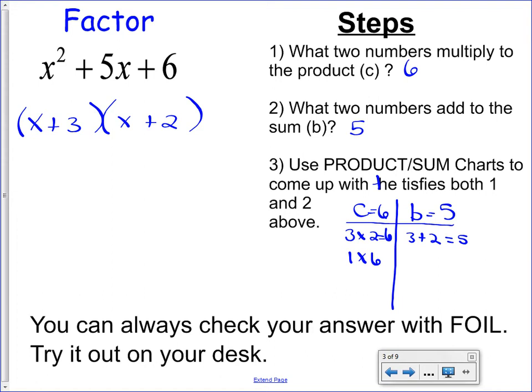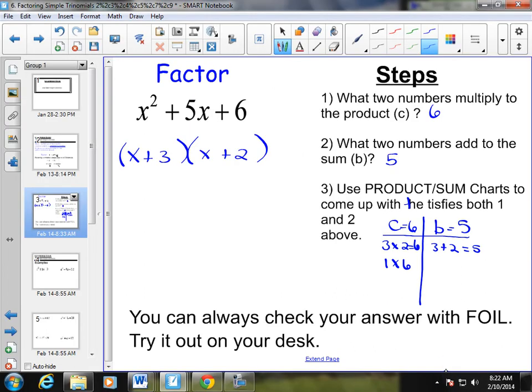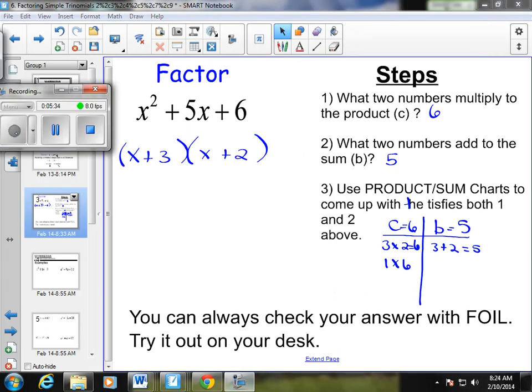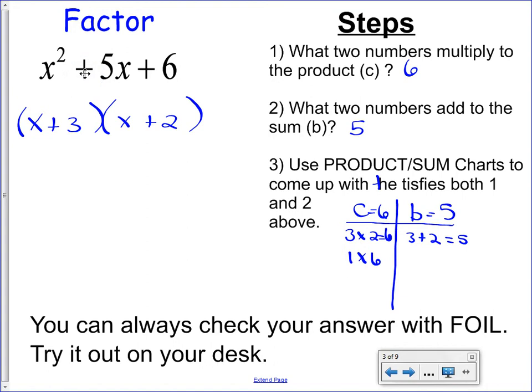So go get your bins. Okay, so what did you get when you FOILed this out? Austin, help me out. X squared. That's not what I get.